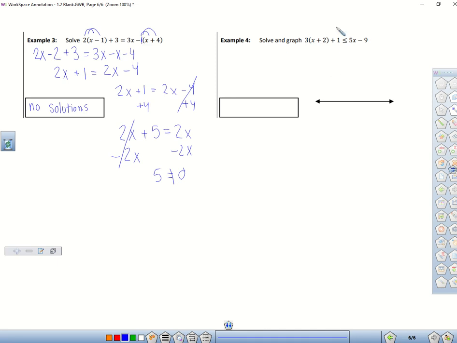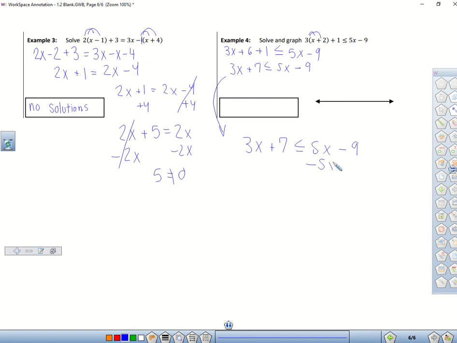So now we're going to do an inequality. So once again, we're going to use the distributive property here. That leaves me with 3x plus 6 plus 1 is less than or equal to 5x minus 9. Combine like terms. I'm just going to bring it down here to finish. I hate trying to scrunch it in because I want you to be able to see what's going on.